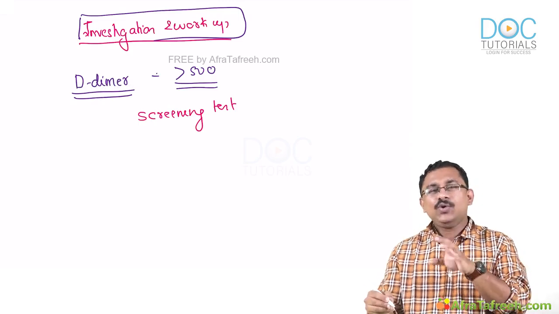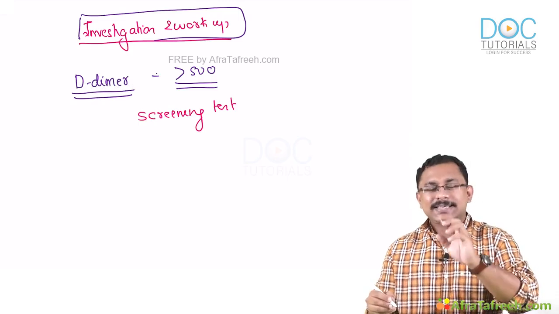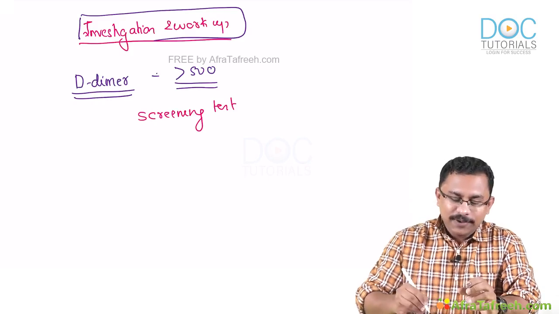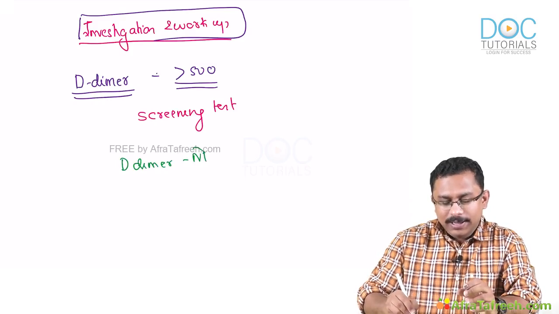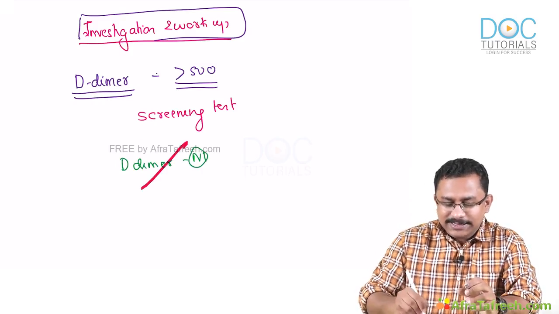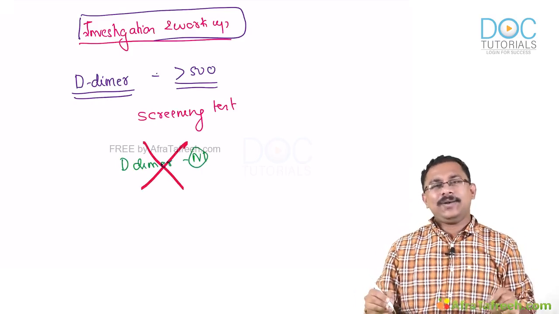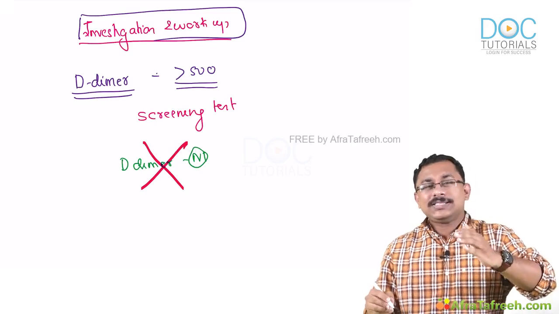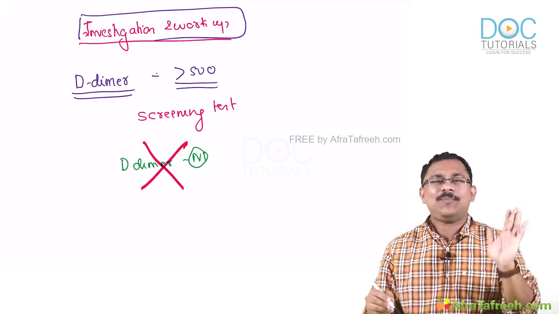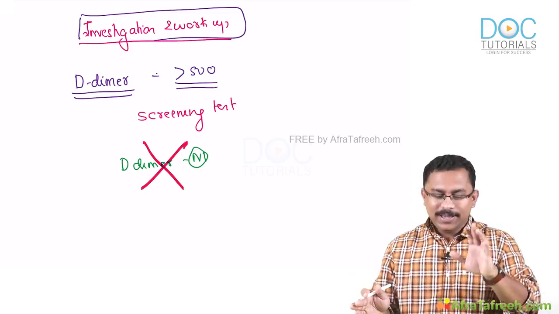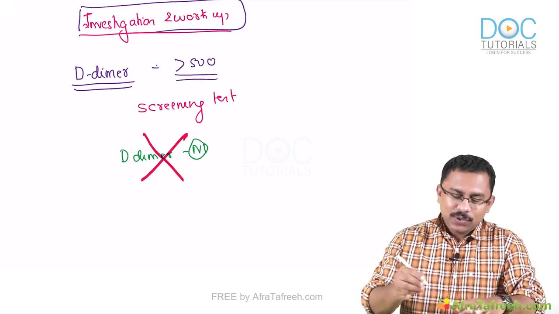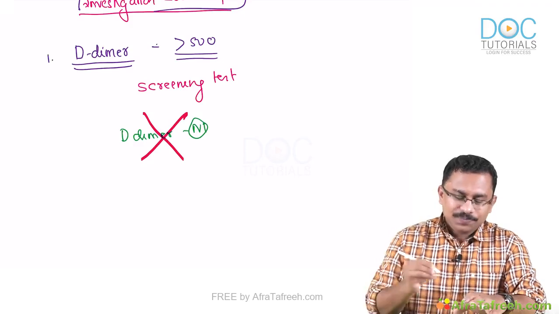Then why are we doing this D-dimer? It is a screening test, because if the D-dimer is normal, then it is very unlikely that the patient is having a pulmonary embolism. So it is more helping us to rule out a pulmonary embolism than to diagnose one. I hope that is clear. So D-dimer definitely you have got to do.